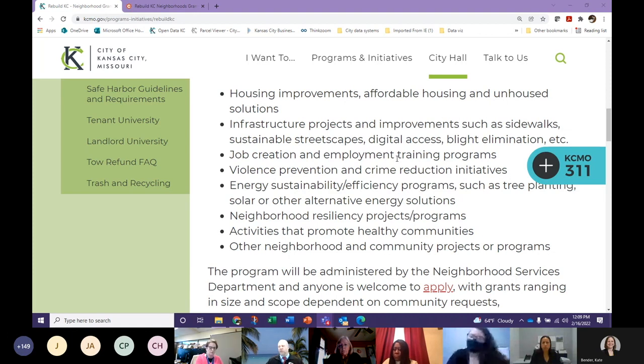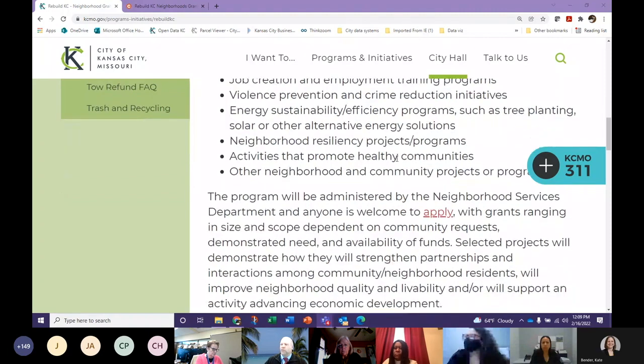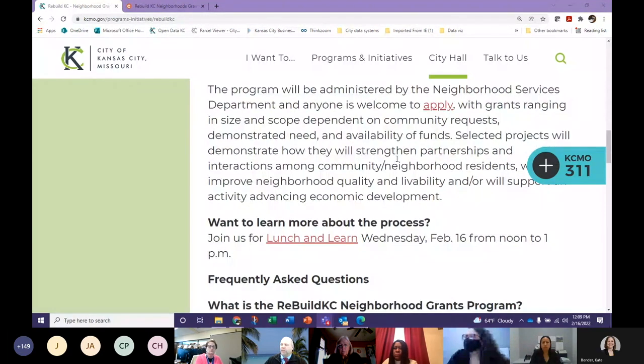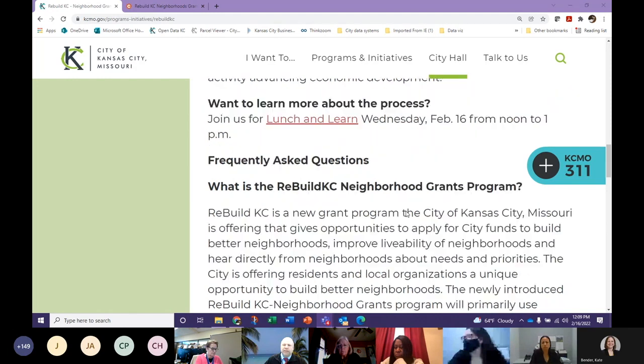As I said, the program will be administered by the Neighborhood Services Department, but it will be a multi-departmental review looking over these grants. So we'll have a wide range of folks looking over the applications. The deadline is February 22nd, so it's next week, coming up pretty quick.